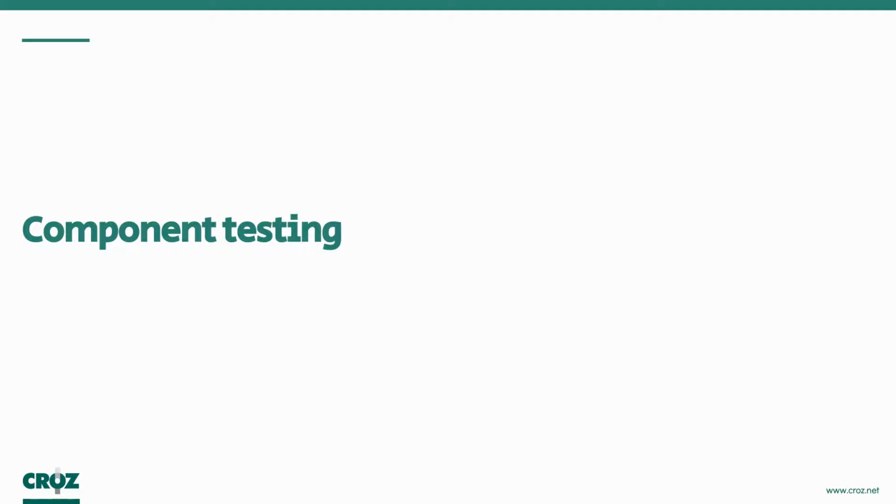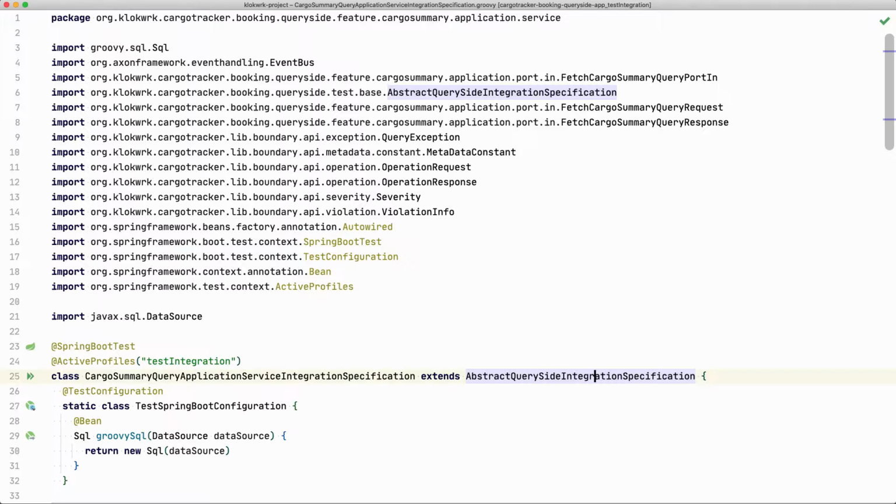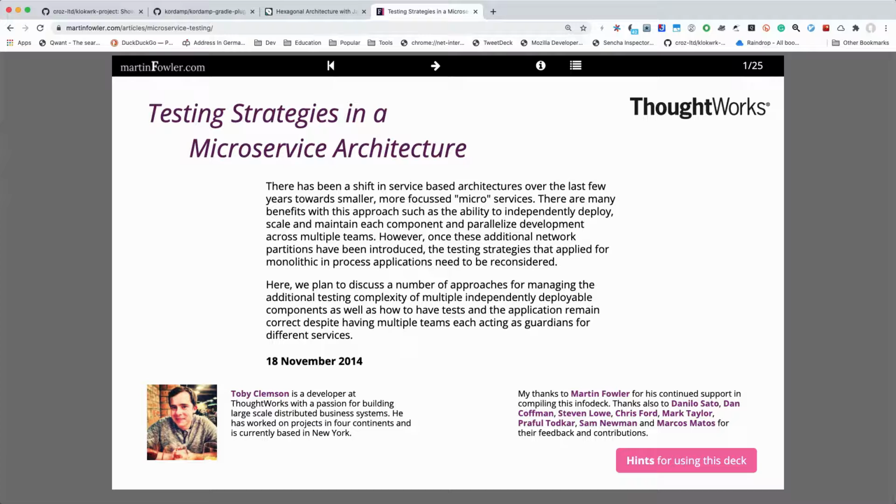We are still in the context of our booking subdomain. We are not dealing with the whole system yet. We just want to test all components from our subdomain in a way similar to the system test. We call this kind of testing component testing. You can think of it as system testing, but on a smaller scale, at the scale of our subdomain. If you want to know more about component testing, there is a related presentation by Klokwrk, where you can look up more details.